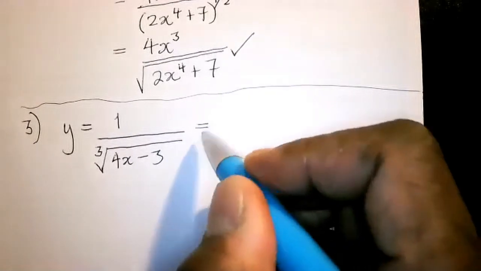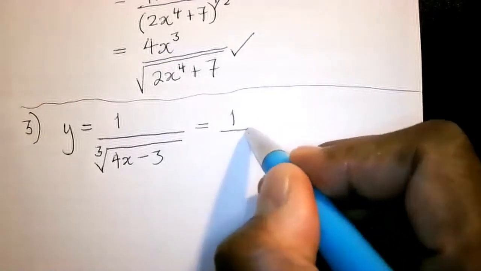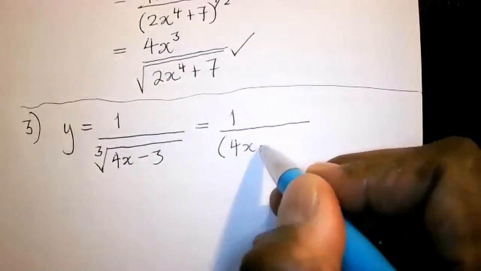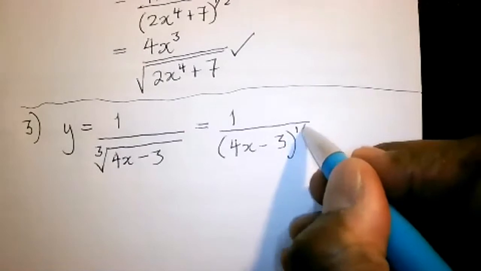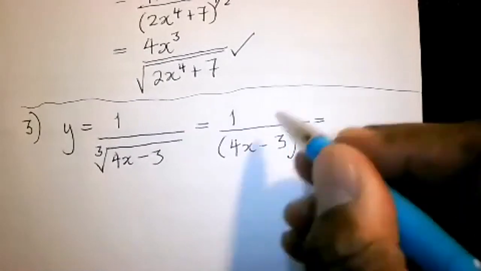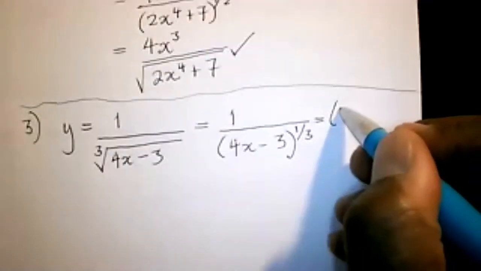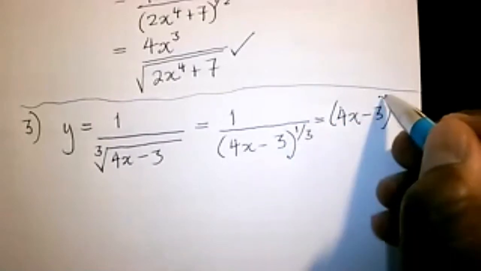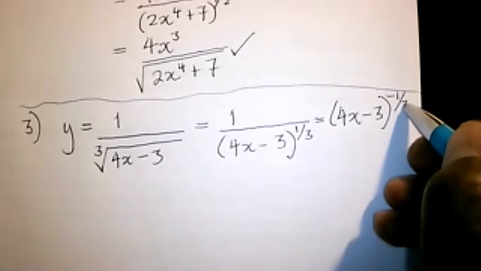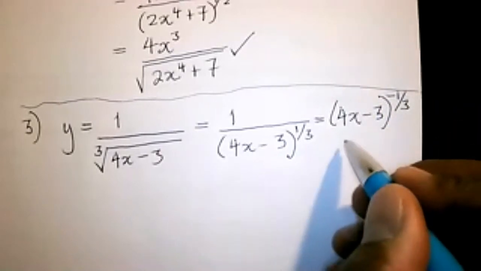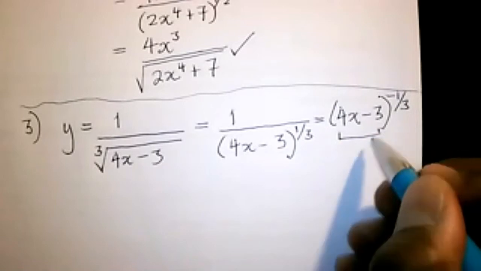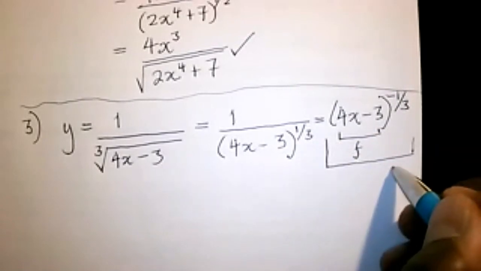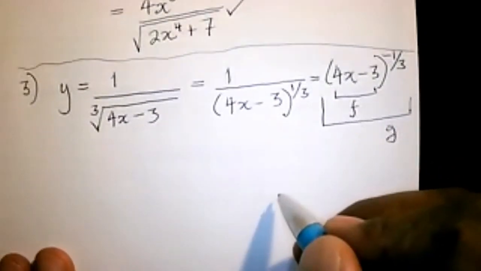So again, we want to rewrite this in exponent form. So this is going to be what? 4x minus 3 to the power of a third. But we need to bring this to the numerator. So we still have 4x minus 3, and our third becomes minus a third. And there we are. Same as before, we have our inner function, we call it f, and then we have this outer function, we call it g.